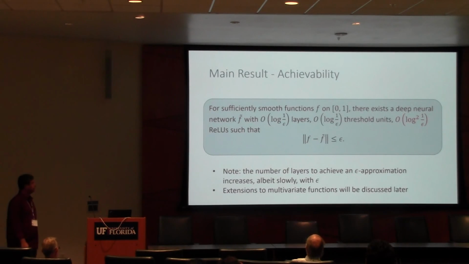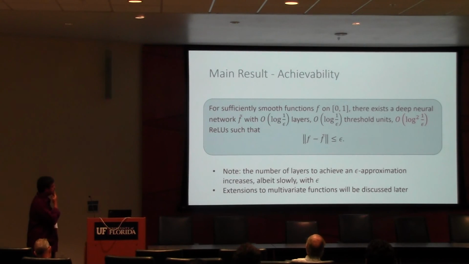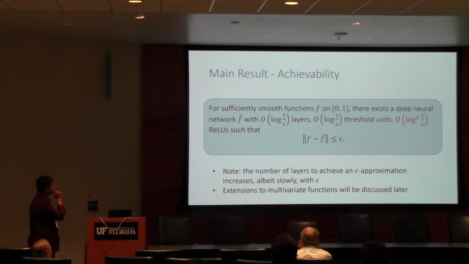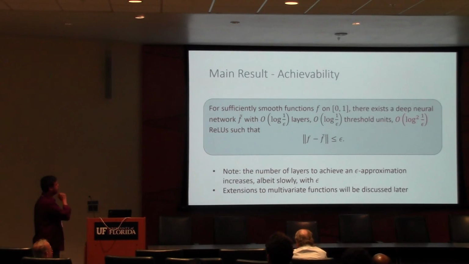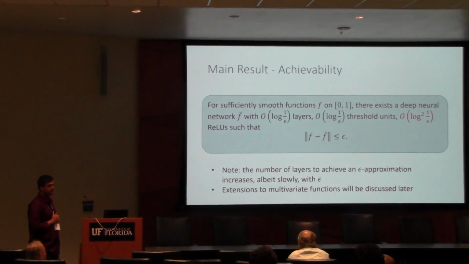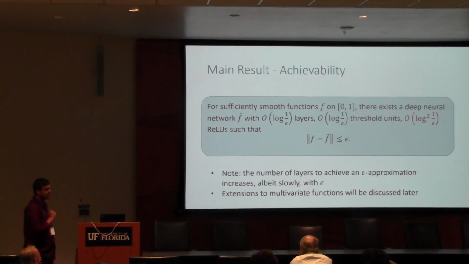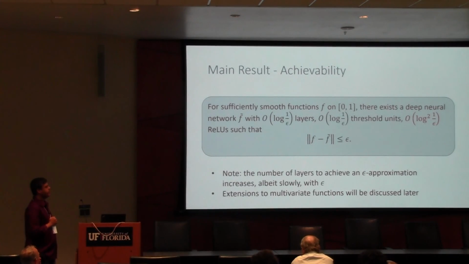So this is the main achievability result. The result says that for sufficiently smooth functions, which means that actually it can be piecewise smooth as well, which means that it has to be sufficiently differentiable, you can construct a neural network with order log 1 over epsilon layers, which uses order log square 1 over epsilon neurons, and achieves a function approximation of epsilon. So to achieve a function approximation of epsilon, we need log square 1 over epsilon neurons, and this network will have log 1 over epsilon layers.